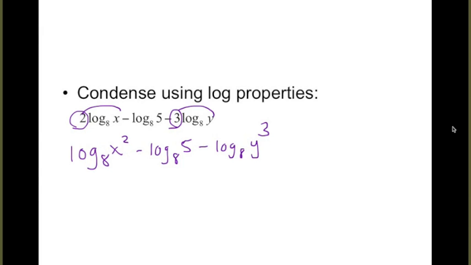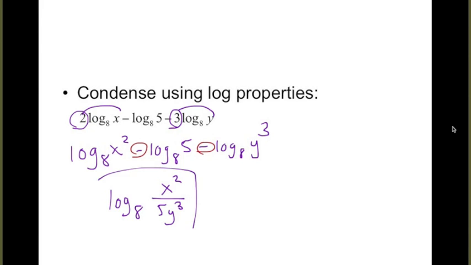Now, like in the last problem, anything that is subtracted, anything that has a negative in front of it, belongs on the bottom of a fraction. So we're going to write log base 8 of a fraction. Anything that has a negative goes to the bottom. So the x squared goes to the top, the 5 and the y cubed go to the bottom. Okay. Any term that is negative belongs in the bottom of the fraction inside of the log. Questions on that?